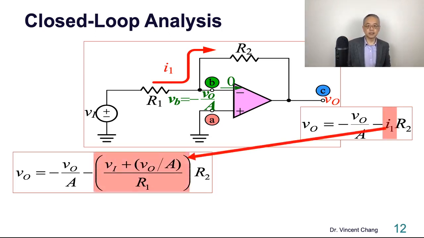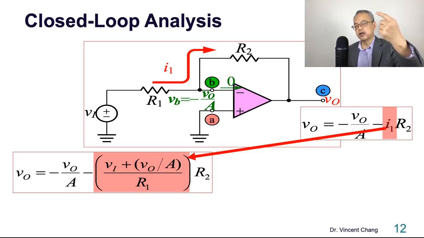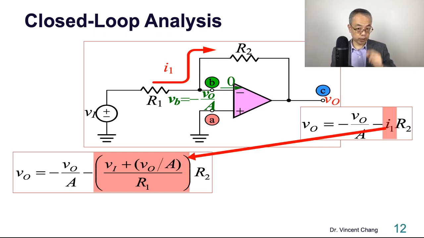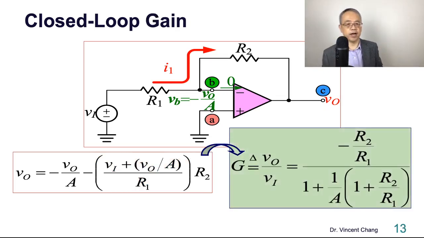Now if you look at this equation, on the left-hand side there's a VO. On the right-hand side, there are two VO terms and one VI. So you can find out the closed loop gain, VO divided by VI. So here's the answer.